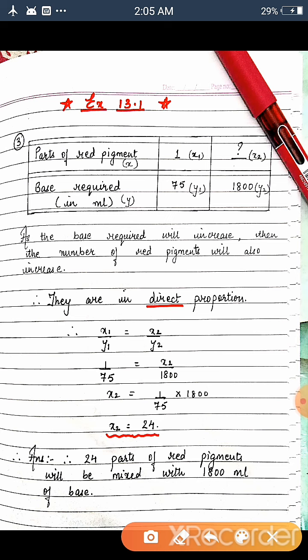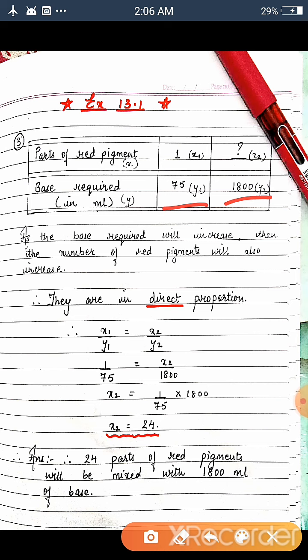So for one part of red pigment, it is 75 ml of base here. And we have to find how many red pigments will be required for 1800 ml of base. So here, if X are the parts of red pigment, then X1 will be 1 and X2 you have to find out. And if Y is the base required, then Y1 will be 75 and Y2 will be 1800.